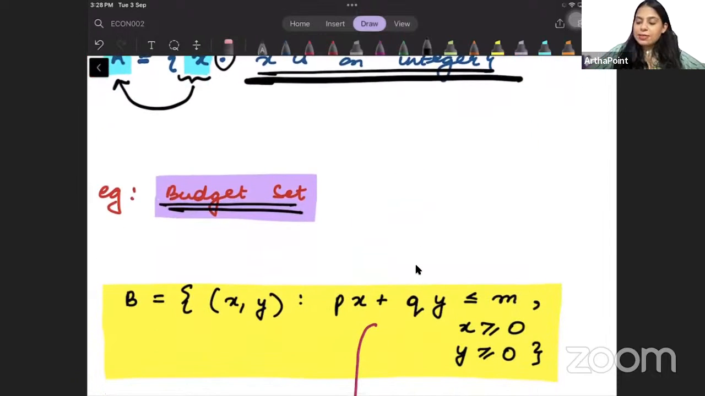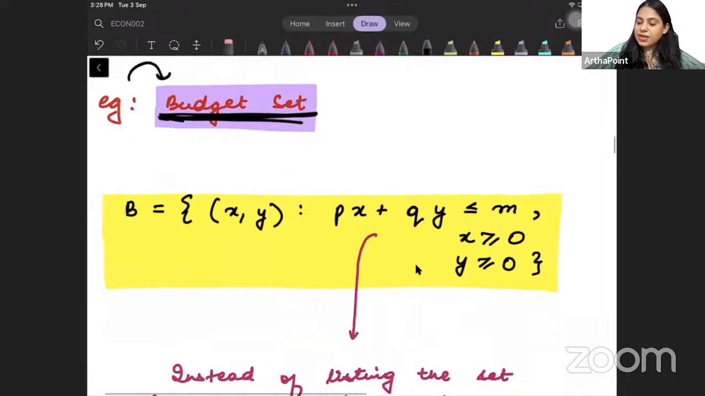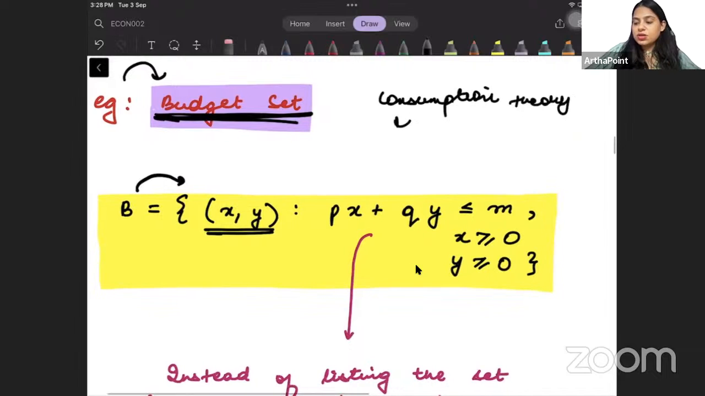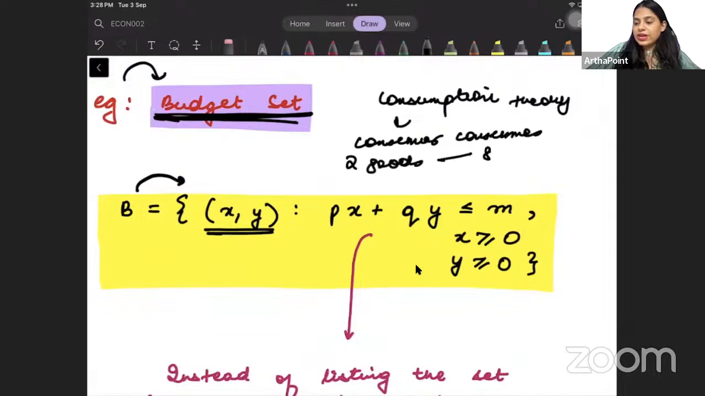ठीक है. For example, बेटा, in economics we write a budget set. तो budget set में हम क्या लिख रहे हैं? We have a set in the form of x comma y. So if you remember, in consumption theory, we assume that the consumer consumes two goods. दो goods consumer consume कर रहा है. Good X and good Y.